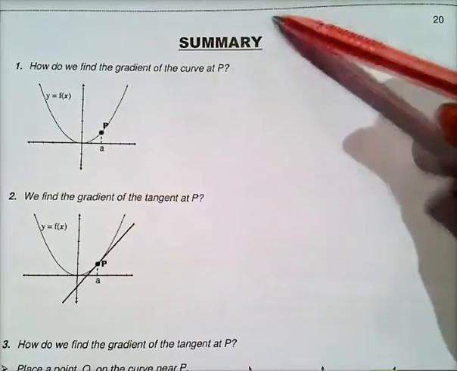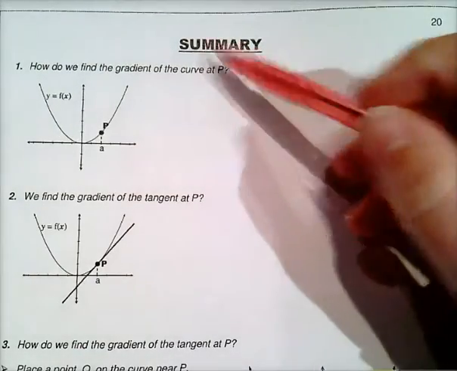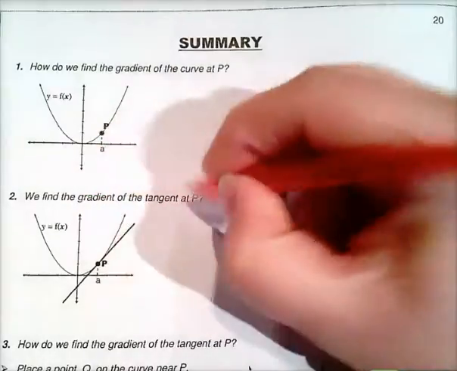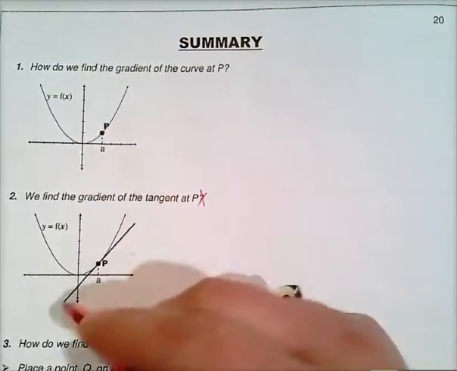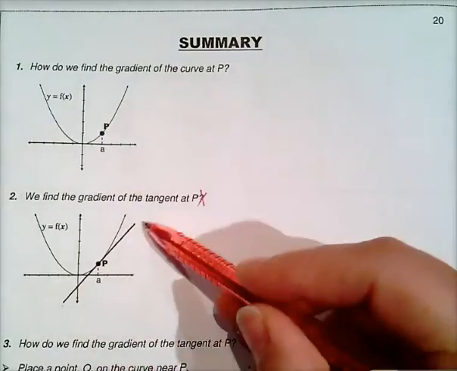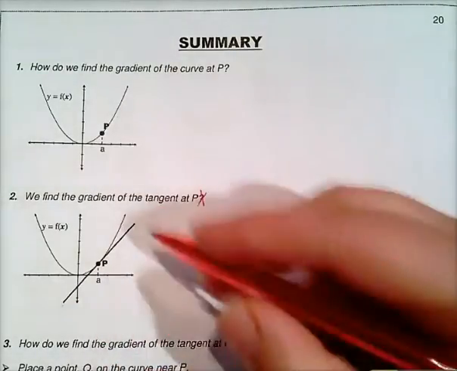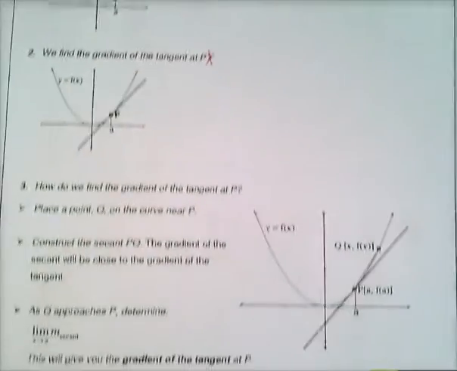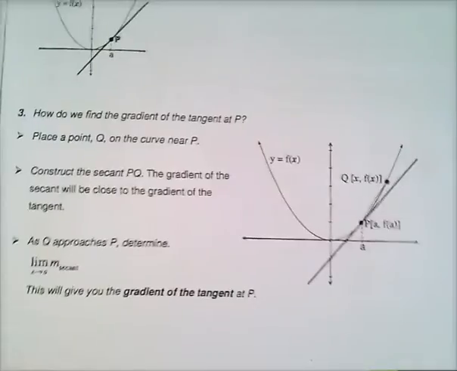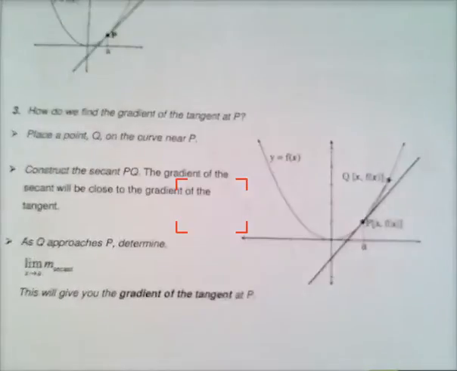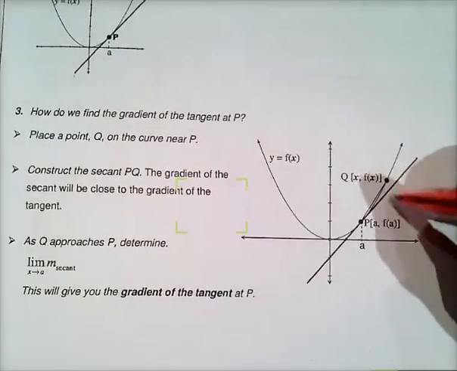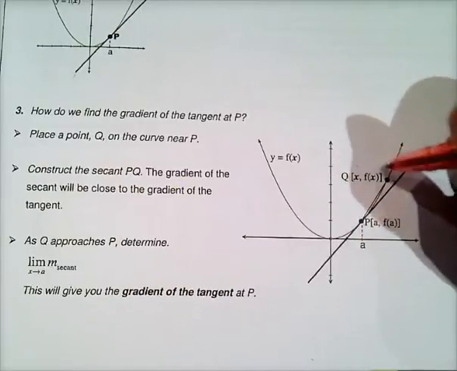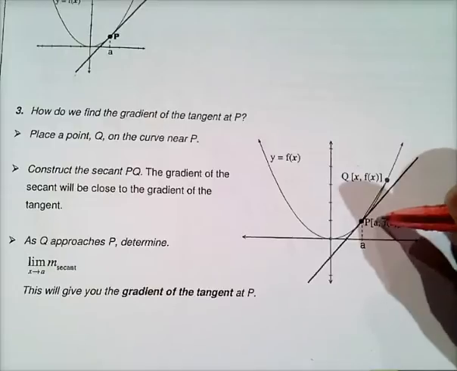Now, just to summarize what we've done so far, how do we find the gradient of the curve at P? Well, the gradient of the curve at P will actually be the gradient of the tangent at P. And how do we find the gradient of the tangent at P? Well, we put a point Q, so just coming down here. So how do we find the gradient of the tangent at P? We place a point Q on the curve very close to P. And its coordinates will be x, function of x, and the coordinates of P are a, function of a.